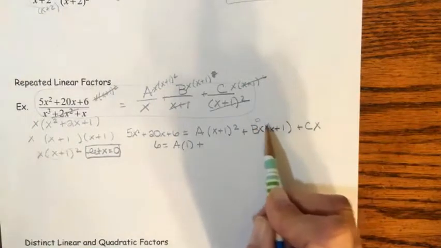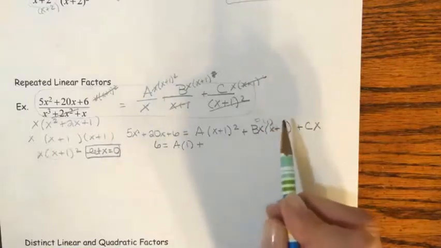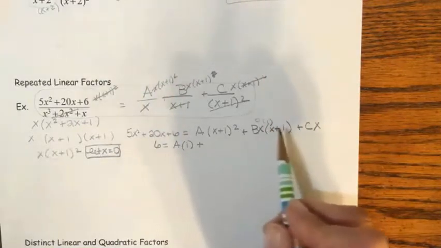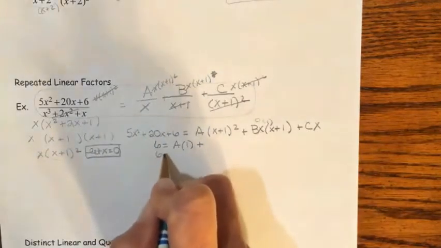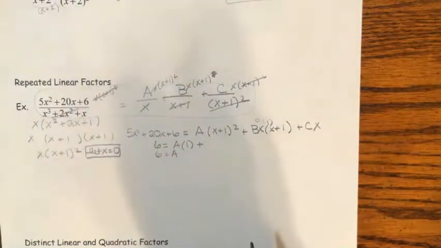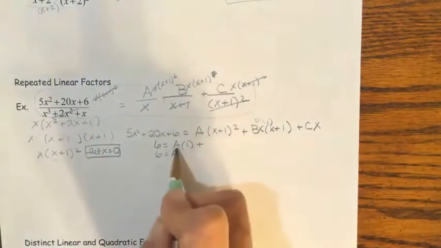And then 0 plus 1 is 1. 0 times 1 is 0, so that's gone. And c times 0 is just 0. So I'm left with 6 equals a. So that was pretty easy.